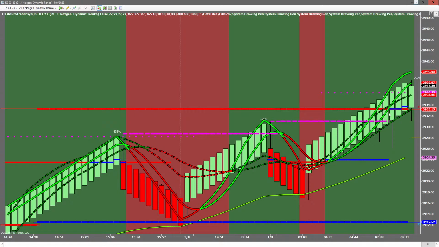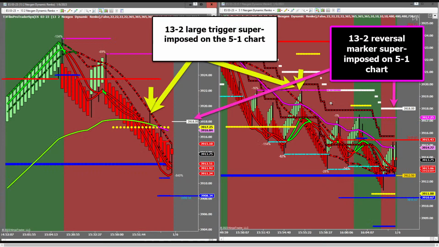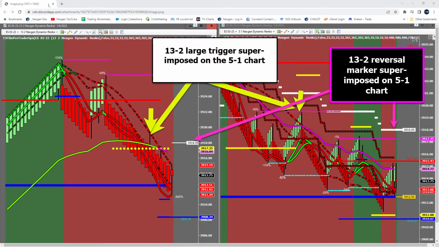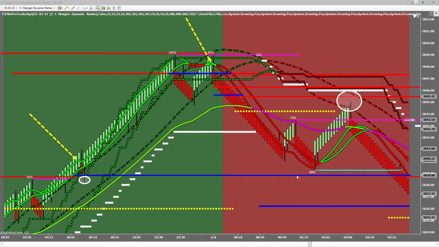So I thought, instead of having a third trigger line on the chart, which you guys have seen a lot of pictures of, right? Why not simplify it and just put the 5-1 chart with 13-2 large triggers on there? Anyway, I did a lot of work, a lot of replay, and a lot of testing with this. And for new users, this is going to be a very simple, easy thing to do.